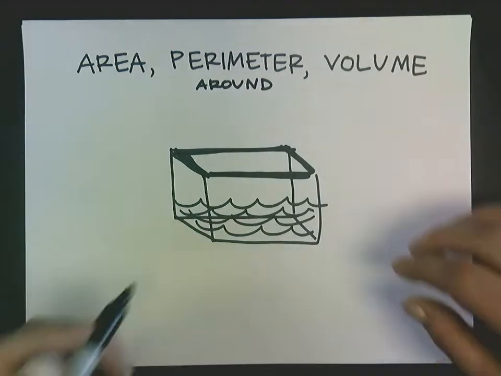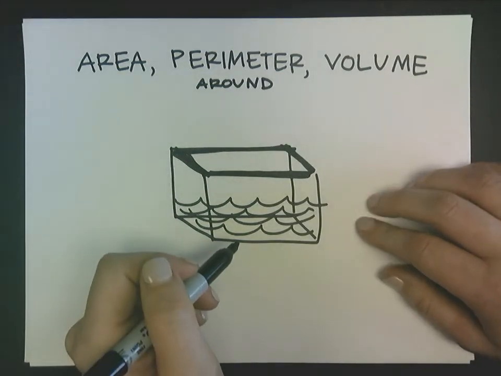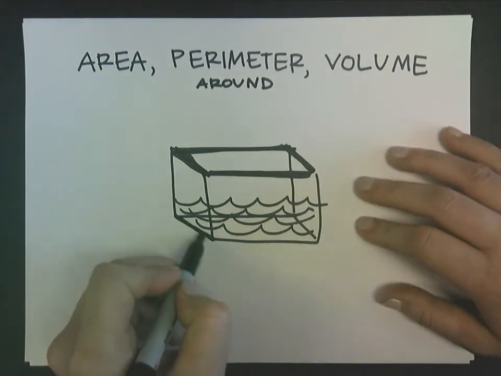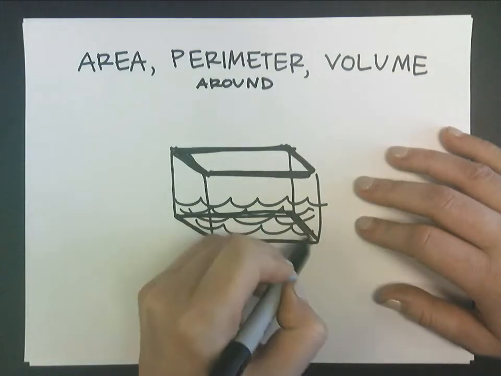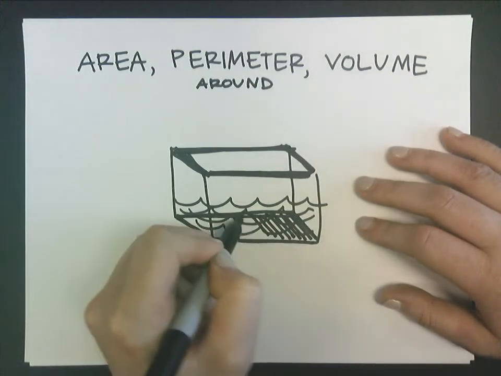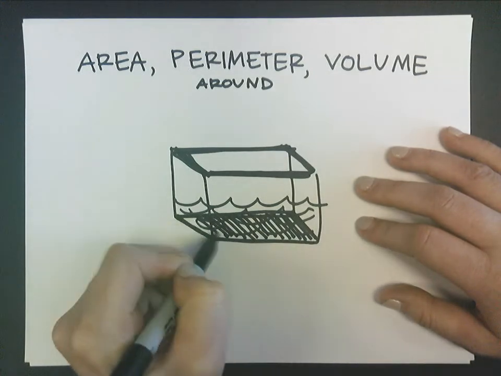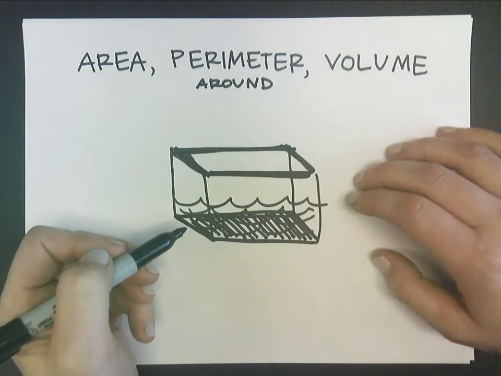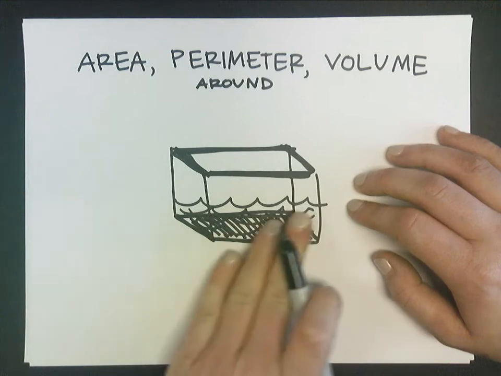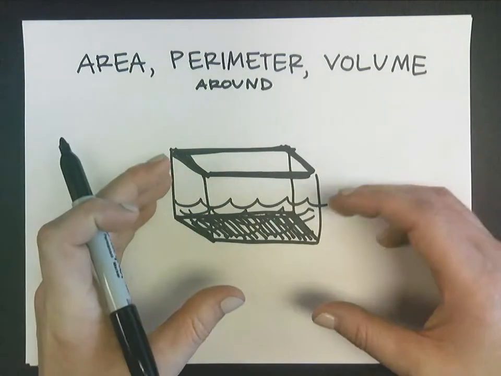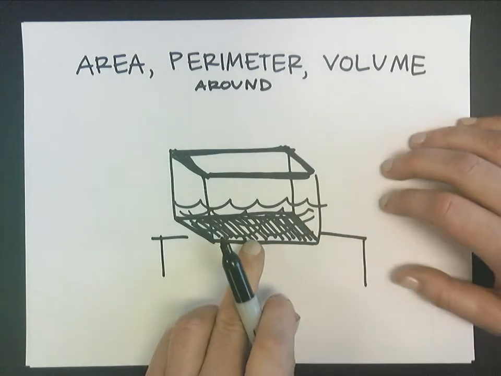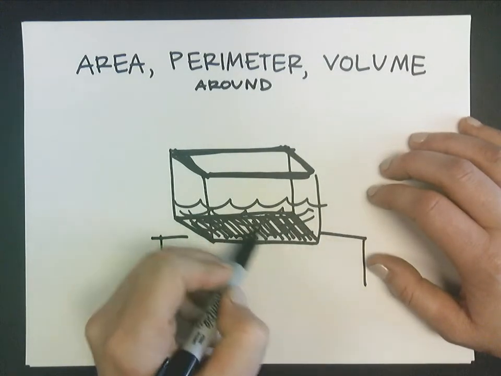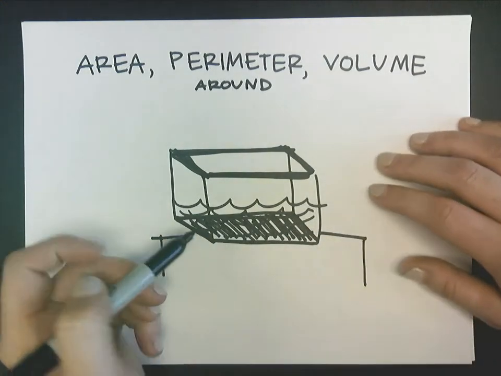If someone asked you to find the area of part of a fish tank, you would find out how much space is being taken up. Say here at the bottom of the fish tank, how much space is on this floor here? What you are looking at is how much space is covered by a flat surface. So if you put this fish tank on a table, it would tell you how much space the bottom of this fish tank would cover.